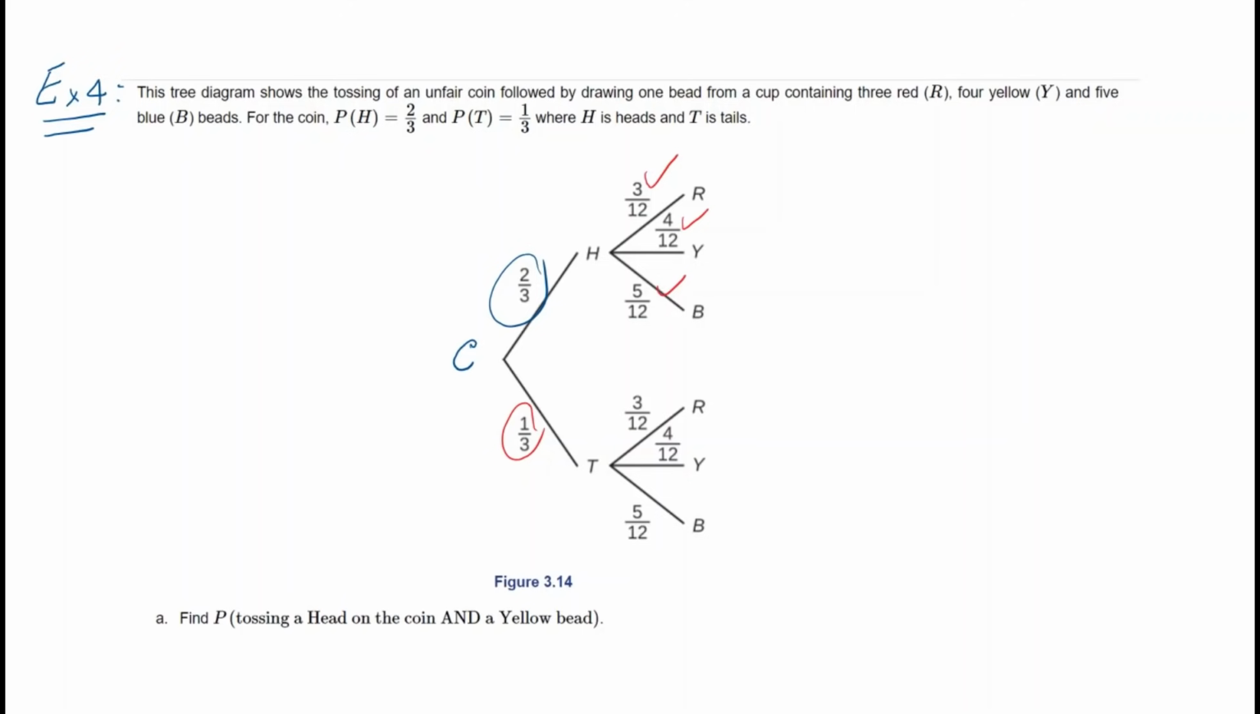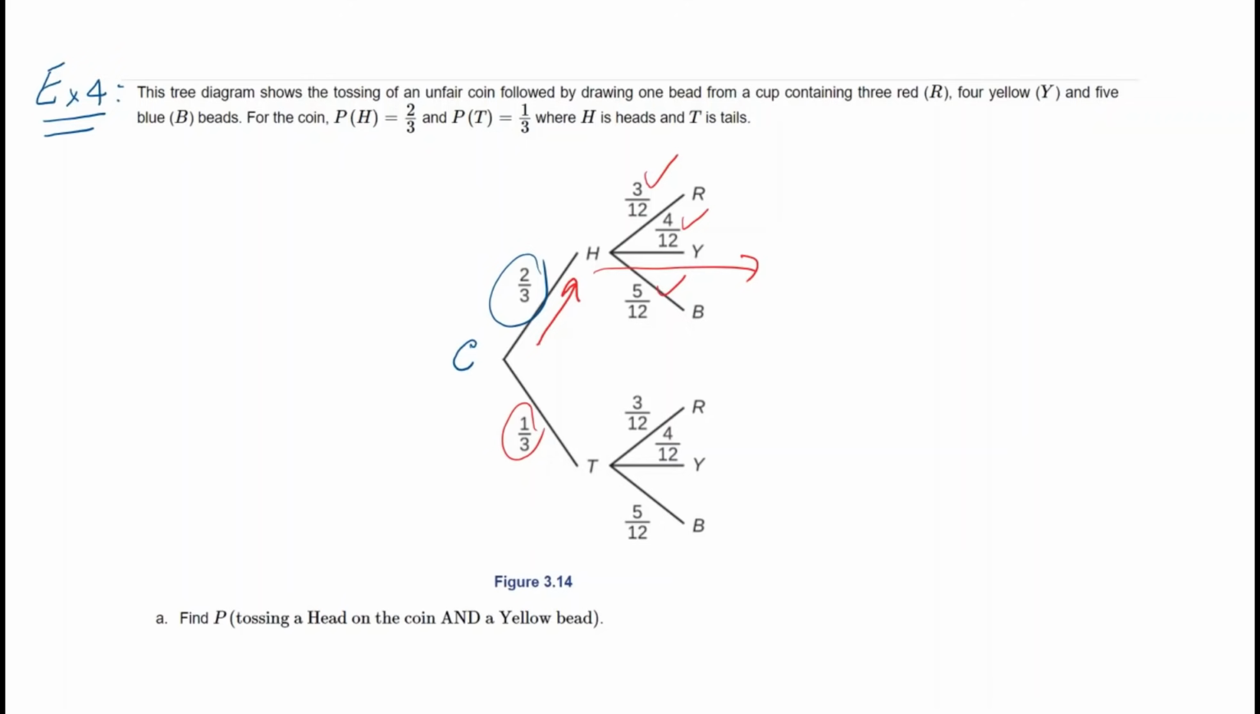And in part A, we have to answer the question: if we want to find the probability that tossing a head is followed by picking a yellow bead, then how should we obtain it? So first of all, we look at the direction of the probability in the tree diagram. We toss a head, which means we are going in this direction, and then we pick a yellow bead, so we are going in this direction. And the requirement is to find the probability of tossing a head and a yellow bead.